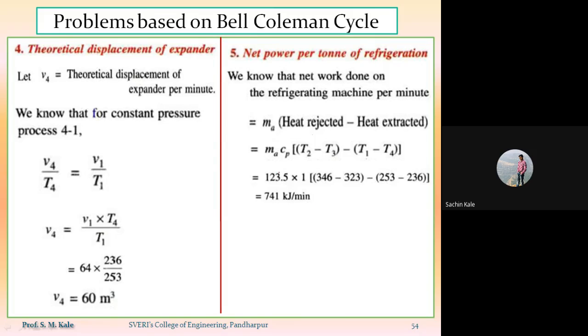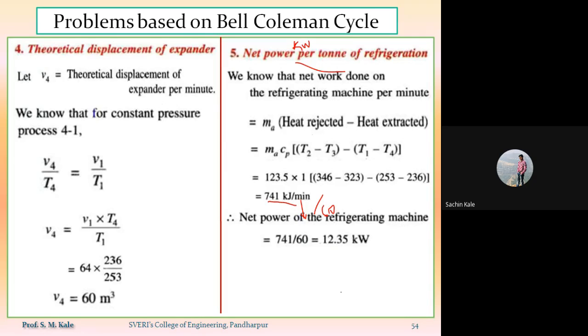पण आपल्याला नेट पॉवर विचारलेलं. पॉवर म्हणजे काय असतं, पॉवर कशामध्ये ऑलवेज मेन्शन करतो आपण, किलोवॅट मध्ये मेन्शन करतो, बरोबर आहे. आणि किलोवॅट म्हणजे किलोजूल पर सेकंद असतं. पण हे किलोजूल पर मिनिट मध्ये आहे. जर मी ह्याचं किलोजूल पर सेकंद मध्ये कन्वर्जन करायचं असेल तर डिवाइडेड बाय 60 करावं लागणार. सो डिवाइड दिस आन्सर बाय 60. So net power will be equal to 12.35 kilowatt. हे नेट पॉवर झाली.